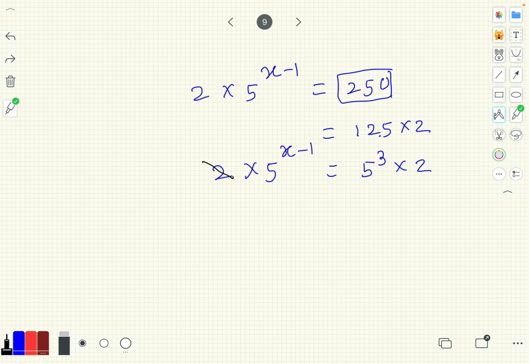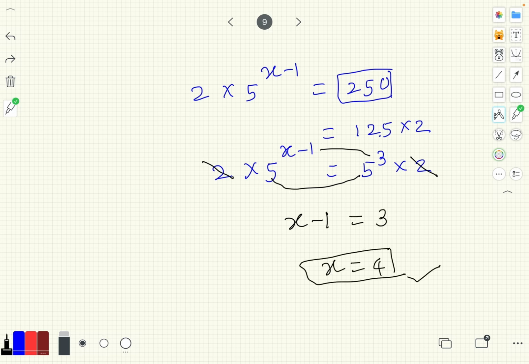Here cancel 2 and 2. Here the bases are identical. We're going to equate the powers. x minus 1 is equal to 3. x is equal to 4. Clear?